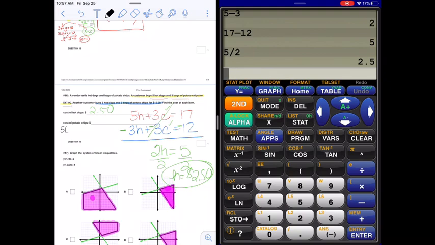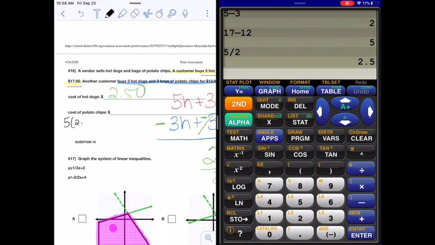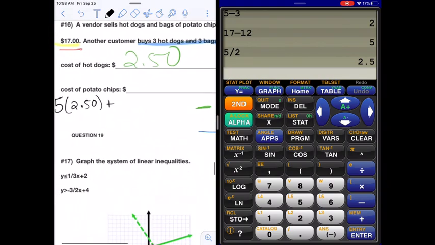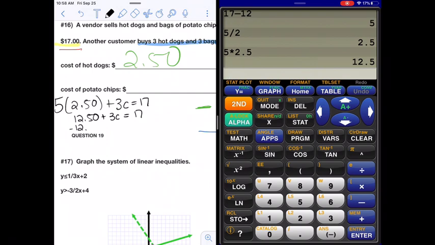So 5 times, instead of my H, I'm going to do 2.50 plus, then that, remember that was 3C equals 17. So 3C equals 17. So 5 times 2.50 is your 12.50 plus 3C equals 17. Subtract your 12.50. So I get 17 minus your 12.50. 3C equals 4.5. So I'm going to divide both sides by my 3.